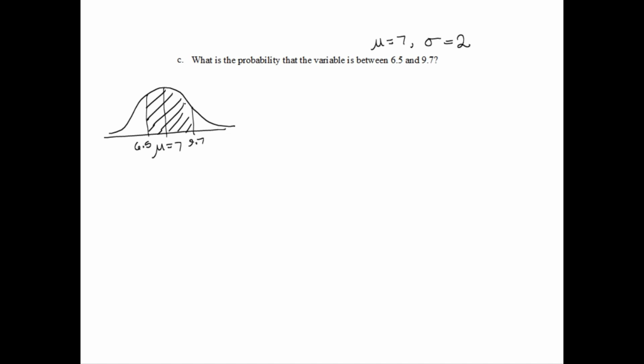However, areas of this shape do not appear in our table. In our table, all we have are areas that are from our mean to our x value. So what we need to do is break this up into areas that look like the ones in our table. We're going to break this into two pieces. In the first, we'll go from 6.5 to 7. So that'll be this area.